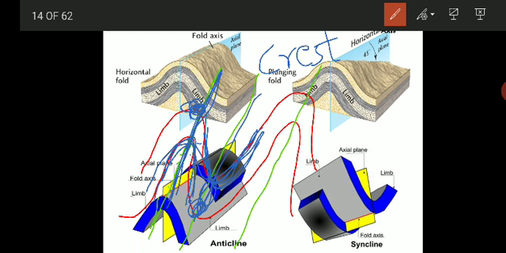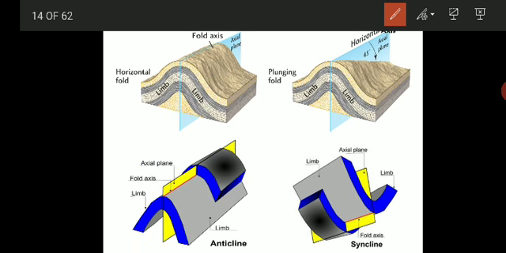So the surface which is formed by all the crests is called the crestal plane, and the surface formed by all the troughs is called the trough plane. So the crest and trough of the fold.